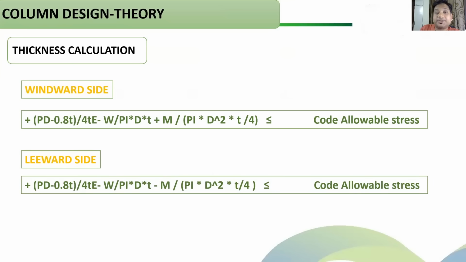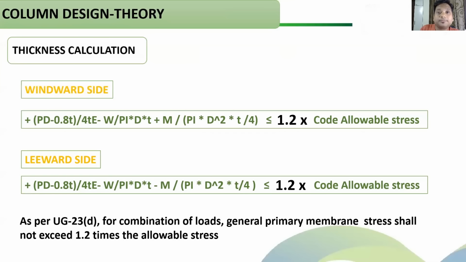But here is the trick. Here is the most important part: code ASME Section 8 Division 1, as per UG-23(d), if earthquake or wind are considered in the combination of loading, we get to increase the allowable stress by 20%. So in this case, my allowable stress will be 20% more than the stress which we use for pressure calculation, because wind or seismic are appearing there.